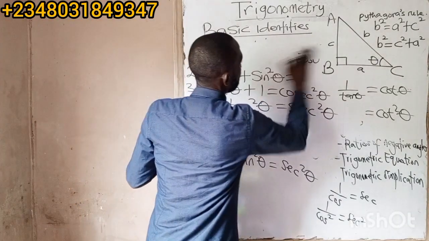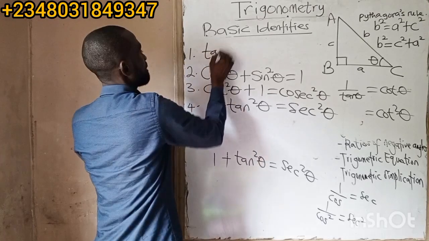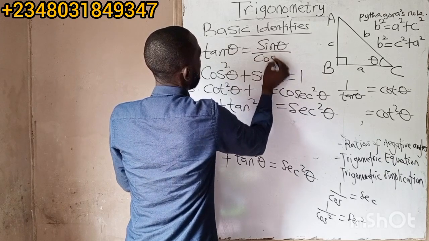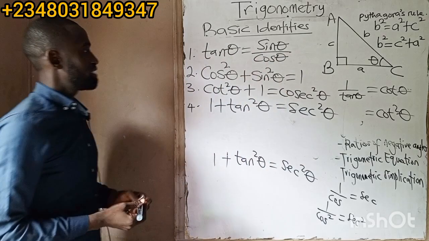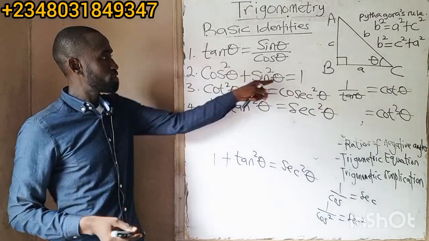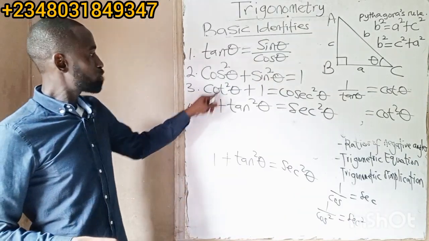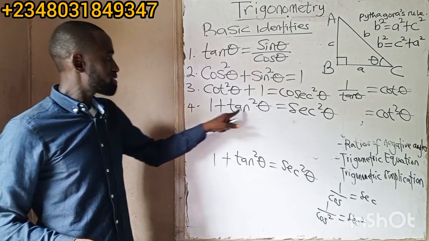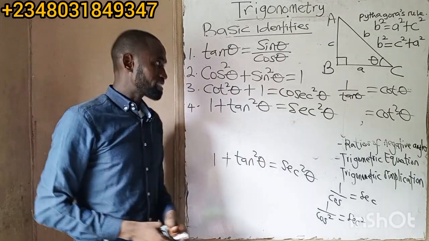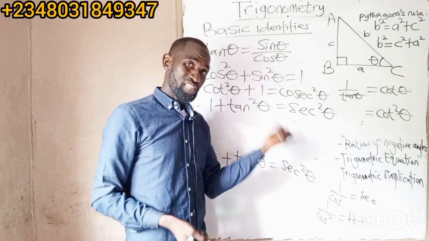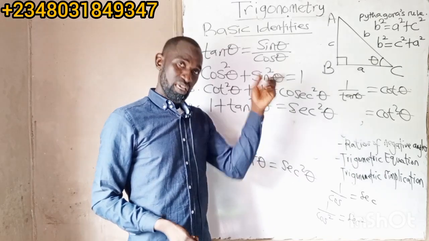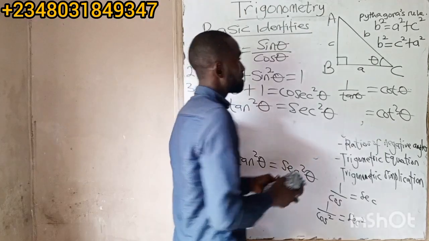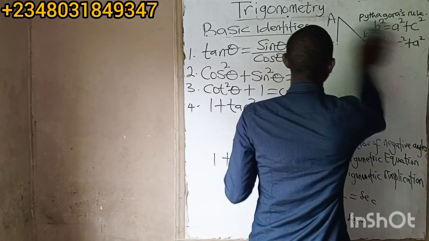So these are the 4 basic identities. What's the first one? Tan theta equals sin theta all over cos theta. And these are the remaining ones. Cos square theta plus sin square theta equals 1. Third one, cot square theta plus 1 equals cosec square theta. And the fourth one, 1 plus tan square theta equals sec square theta. What is the meaning of cosec? Inverse of sine. What is the meaning of sec? Inverse of cos. I think we've done that. That was the first thing we did in this video.